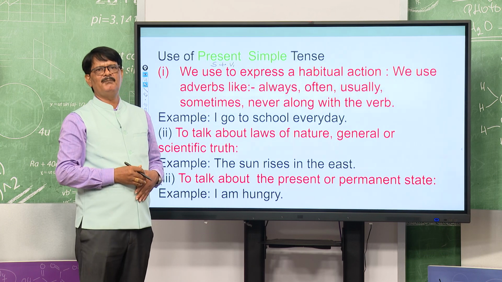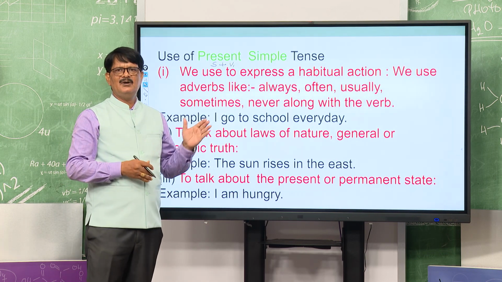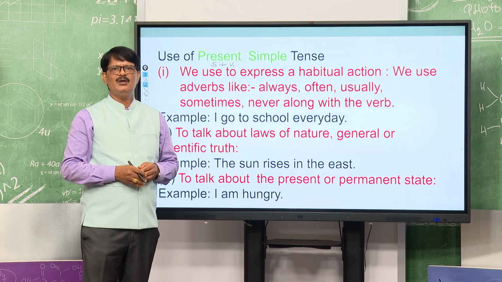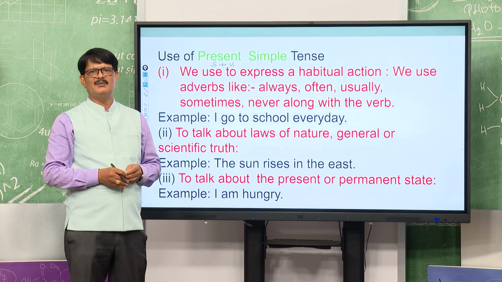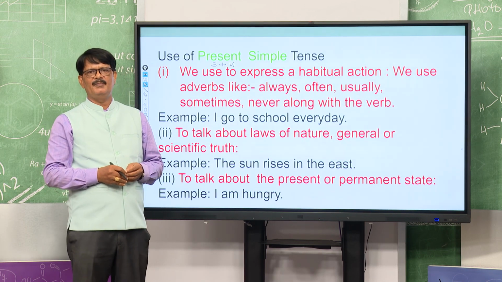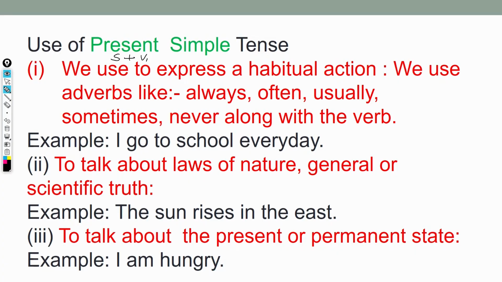Present simple: where we have to use it. In case of habitual action we use adverbs like always, often, usually, sometimes, never, along with the verb. Example: I go to school every day. It is habitual, so the structure will be subject plus V1. In case of habitual action we use the present simple.